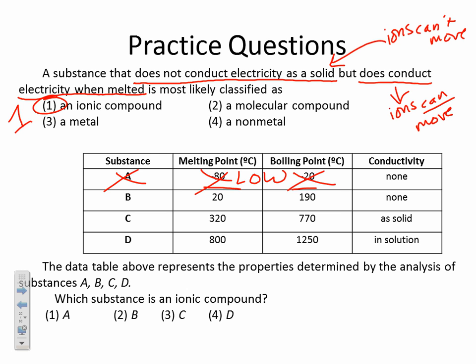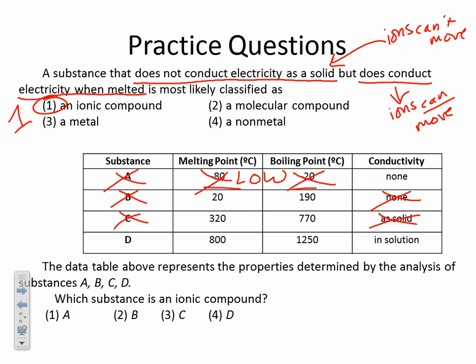Next up, I look at B. Okay, melting point is 20. That's still kind of low. Boiling point 190. Well, that's not too low, but ooh, it doesn't conduct at all. No, no, no. Ionic compounds will conduct when they are liquids and aqueous, and they will always do that. So if I see that it doesn't conduct, then I know it's not B. Next, we have C, melting point 320, boiling point 770. Okay, well, that's pretty high, so it might be that one. But, oh, look, it conducts as a solid. Ooh, no, no, no. Ionic compounds do not conduct as a solid. They only conduct when they're liquid or aqueous, so it's not C.